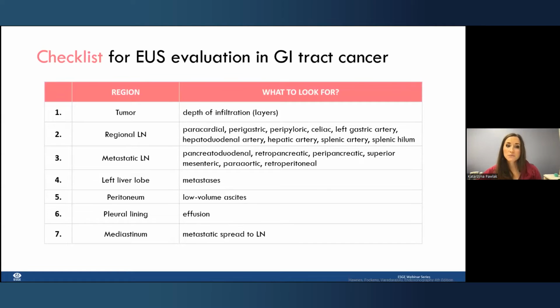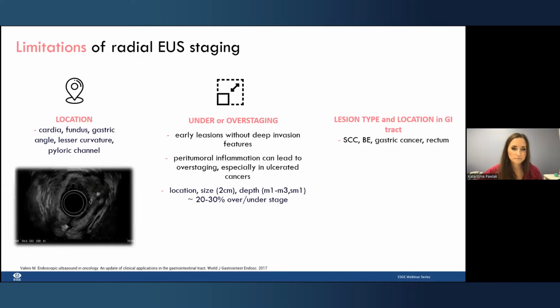And this is the checklist which might be helpful for your radial EUS staging evaluation of GI tract cancer. I rather start from the tumor assessment. The order doesn't matter actually, but it's important to keep some order. After assessment of the tumor, I assess regional lymph nodes and eventual metastatic lymph nodes. And I assess metastatic disease in the left liver lobe and peritoneum, because we can have low volume ascites not seen by any other imaging techniques. Also the pleural lining and mediastinum, to see if there is any metastatic spread to lymph nodes as well. Of course, for particular cancers, it's different.